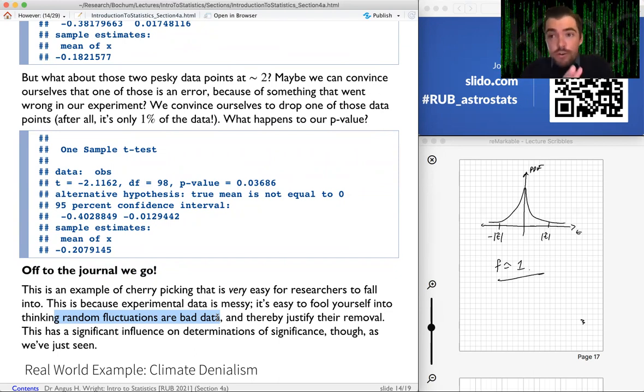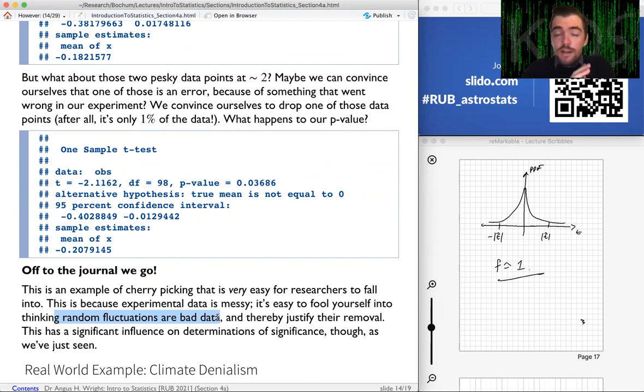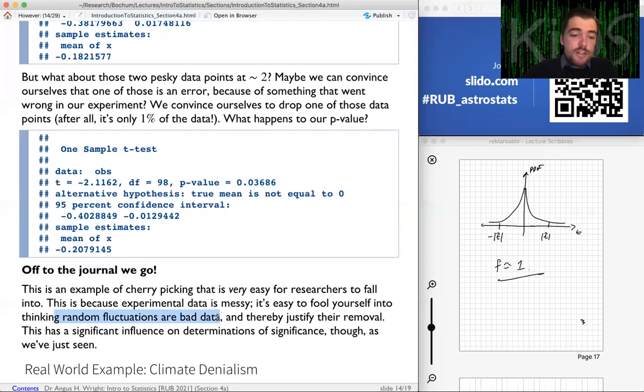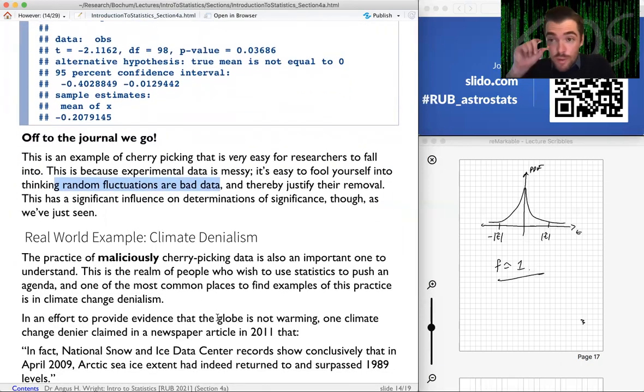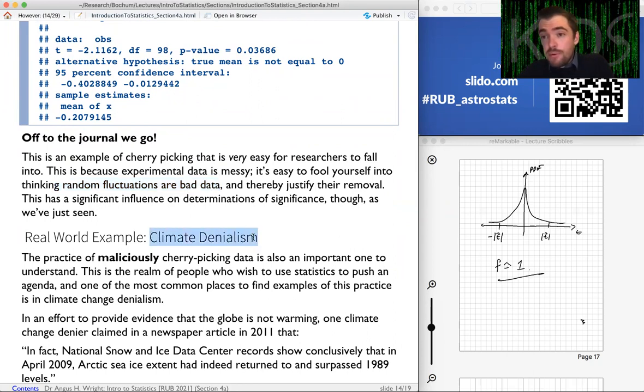That's the innocent version of cherry picking. People working with data, cleaning their data, thinking that they're producing a more reliable data set, and inadvertently producing significant results where there is none. The malicious version of cherry picking is the real world example that I'm going to talk to you about, which is climate denying. It is extremely common in climate denialism for people to cherry pick observations that suit their hypothesis.